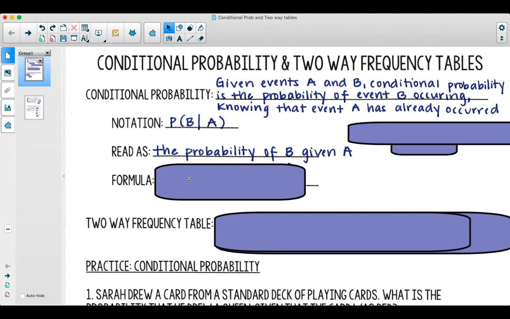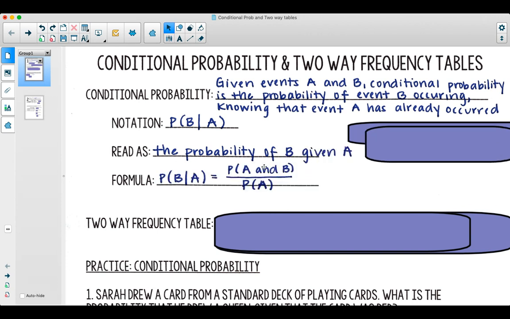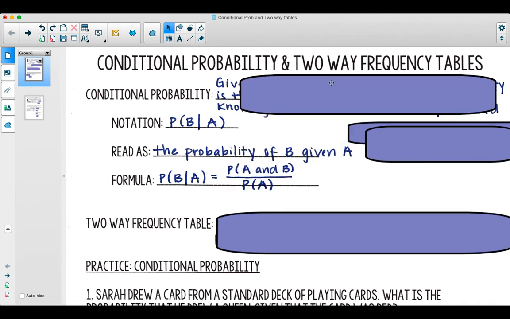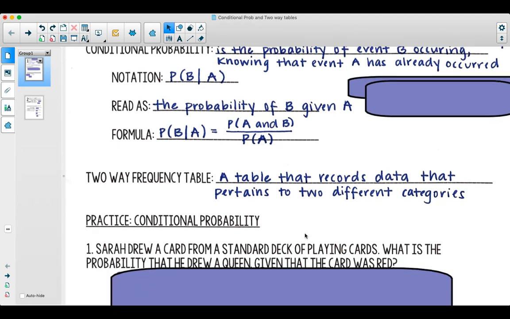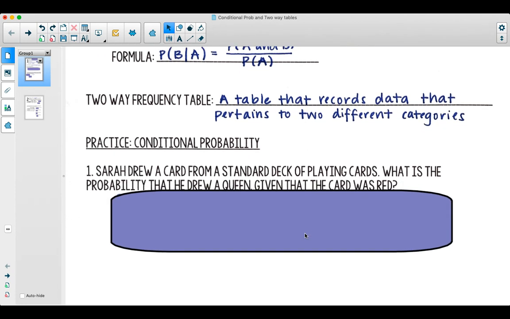The formula that we're going to be using is the probability of A and B in the numerator over the probability of A in the denominator. The second thing that we're going to be looking at today is a two-way frequency table, and that's a table that records data that pertains to two different categories. We're going to start off with some practice with conditional probability and then work our way into the two-way frequency table.